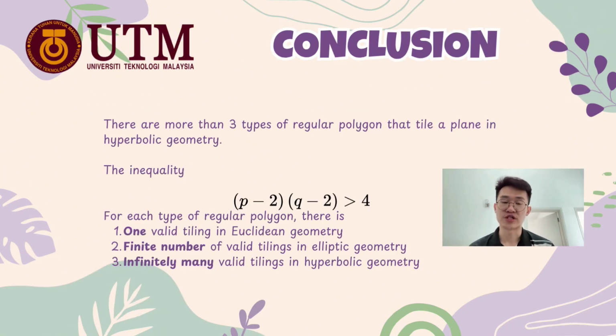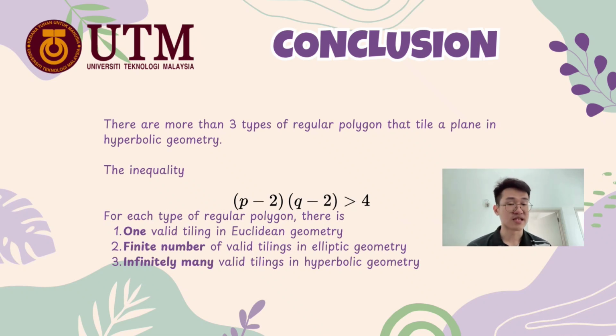In Euclidean geometry, there are only 3 types of regular polygon that can form a valid tiling on a plane, and they are the equilateral triangle, the square, and the regular hexagon. However, in this project, where we researched tiling and tessellation in non-Euclidean geometry, we found that this is not the case. In non-Euclidean geometry, there can be more than 3 types of regular polygon that tile a plane.